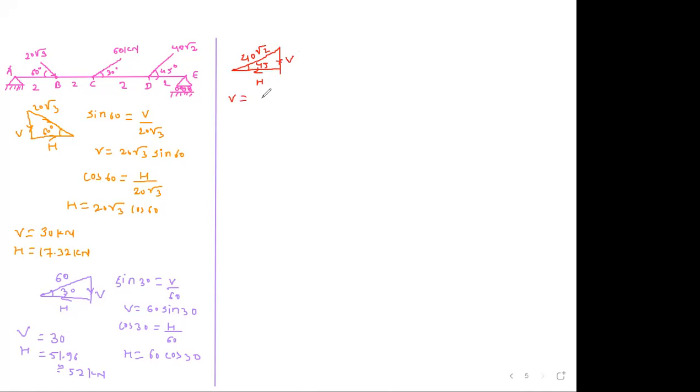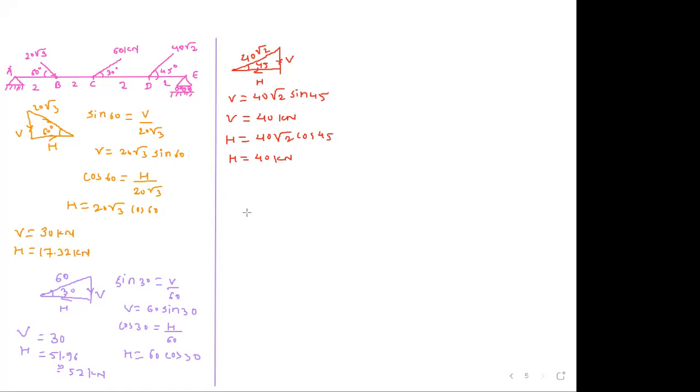So V is equal to 40 under root 2 sine 45, so V is equal to how much? And H is equal to 40 under root 2 cos 45. So I think the value 40 is there, right? Yes, 40 kilonewton, and H is also 40 kilonewton. So likewise, first you have to resolve these inclined forces and after that you have to draw the final diagram.